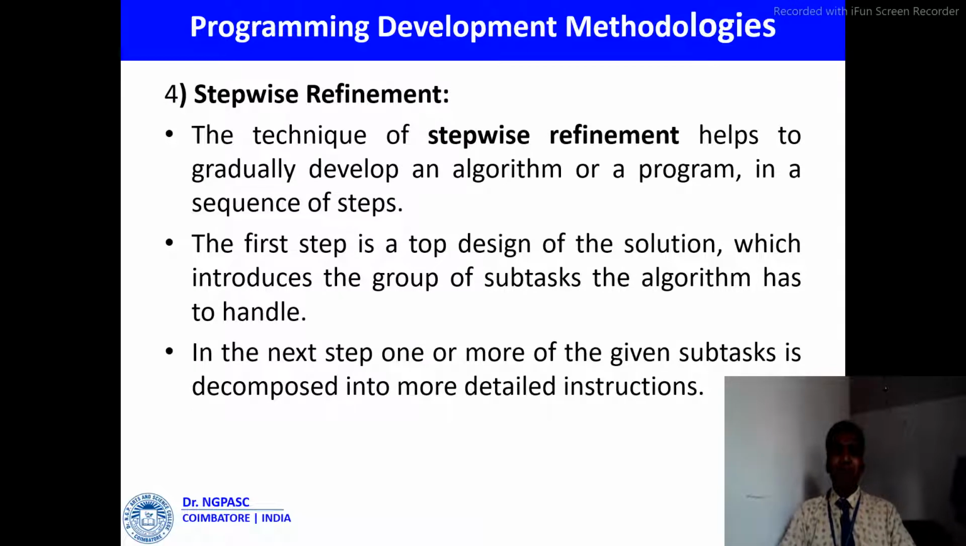And the next one is stepwise refinement. What is stepwise refinement? It is where the algorithm of a program is divided into a sequence of steps. It is a collection of steps. We have many steps in our algorithm to develop a program. The first step is the design of the solution, which is divided into a group of subtasks. The next step is that one or more subtasks are decomposed into more detailed instructions. This is what we see in stepwise refinement.